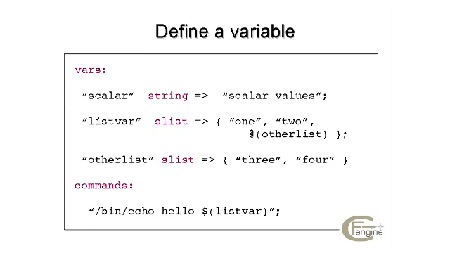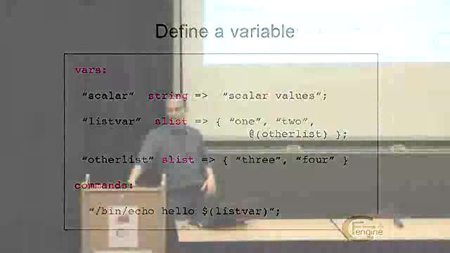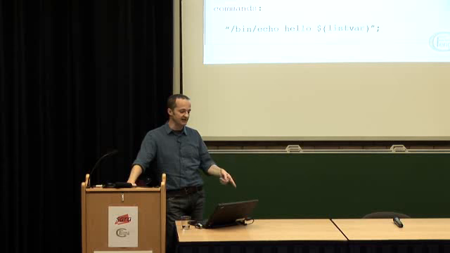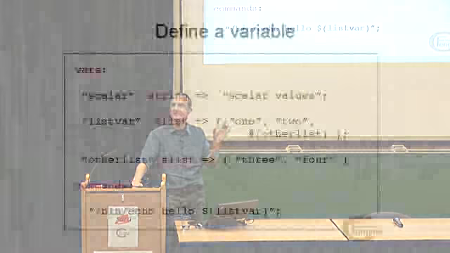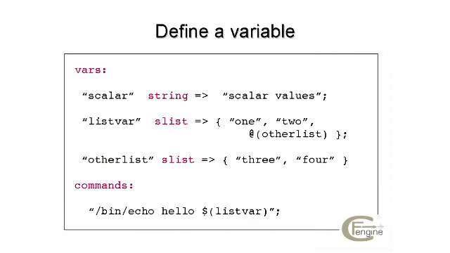that contains the value scalar values. In a programming language, you would say scalar equals scalar values. In CFEngine, it's a promise, like everything is a promise. The second one is a list. So the second one says list var is an identifier that is of type slist, list of strings.